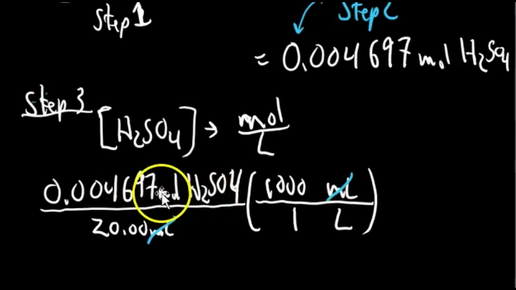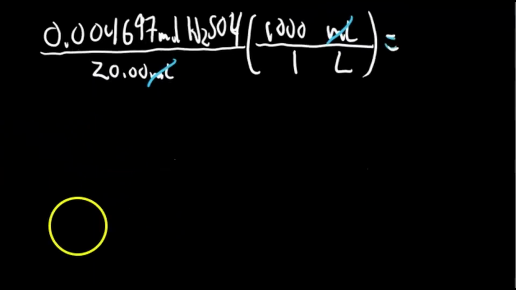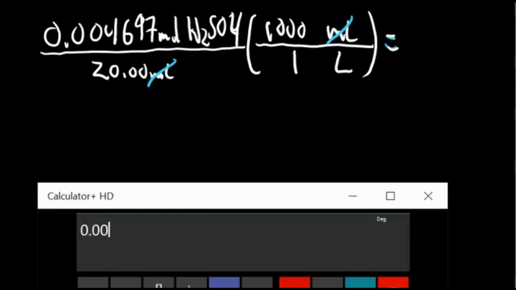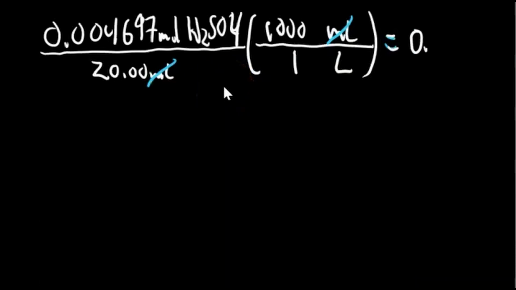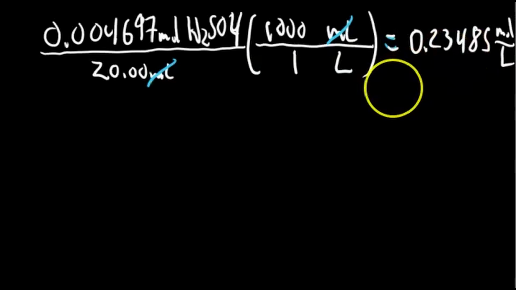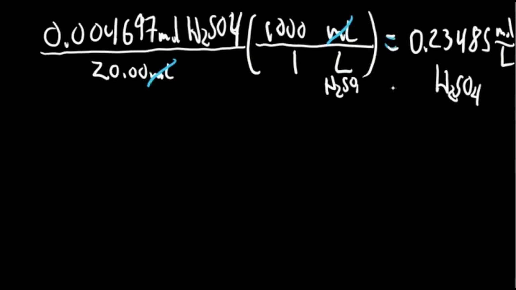Now look at our units. Our units are in moles over liters, moles per liter. So that's pretty sweet, it all works out. So plug that into our trusty calculator: 0.004697 divided by 20 times 1,000 is 0.23485 moles over liters. You could use a capital M, but that's the same. And of course, that's of H2SO4.